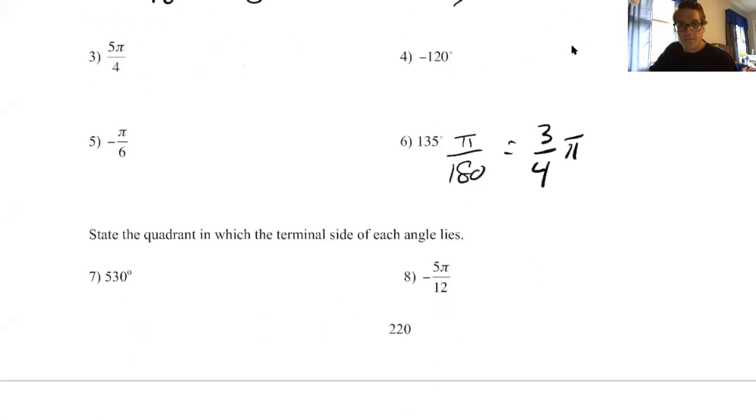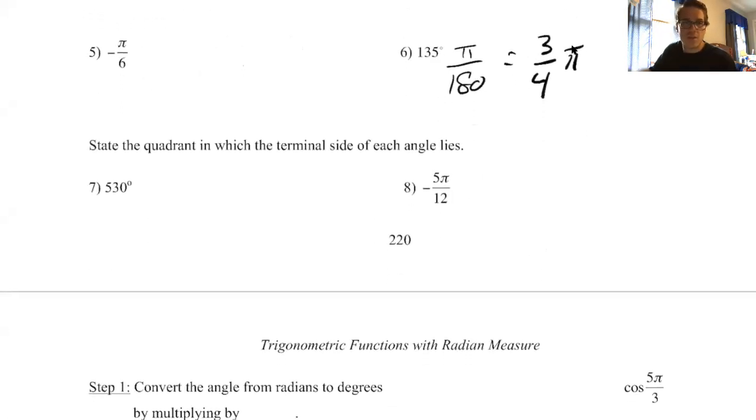Right, and the same idea, if we want to state which quadrant the terminal side of each angle lies in, well, with degrees we already know how to handle that, but when it's in terms of radians, it's harder for us to think in how many radians that will be, like where it will end up in the coordinate plane. So all we want to do is just convert to degrees, and then we can use all the same skills we've been working with there.